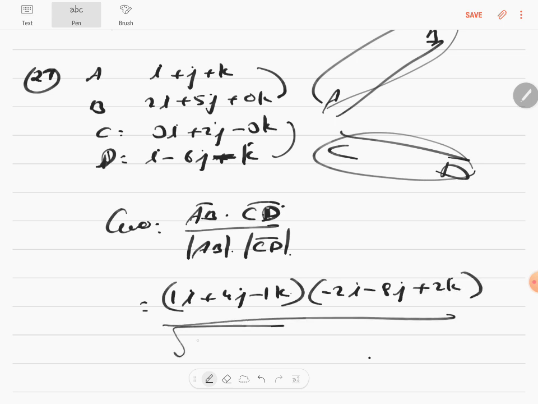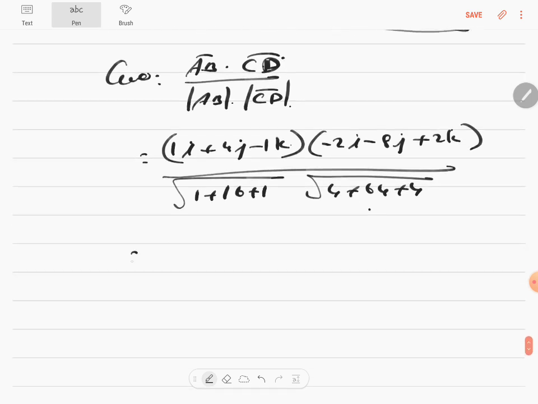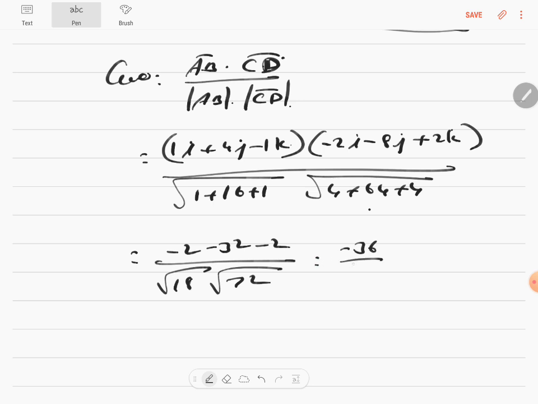By magnitude of this is 1 plus 16 plus 1. The magnitude of this is 4 plus 64 plus 4. So then therefore dotted is minus 2, i's and i's, j's and j's, 8 4s are 32, k's and k's is minus 2, by root of 18 into root of 72. So when you calculate this, you'll get an answer minus 36 by 36, which is minus 1, which shows theta is equal to 180.